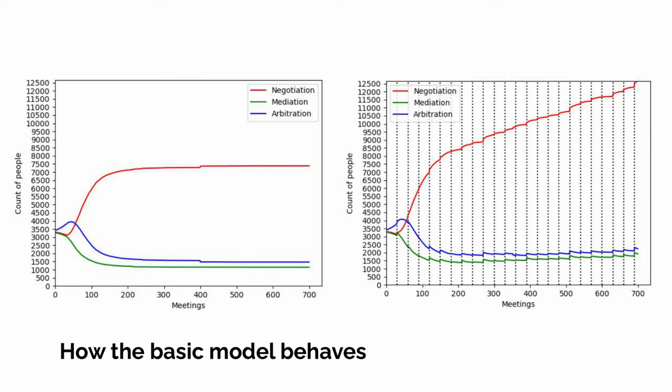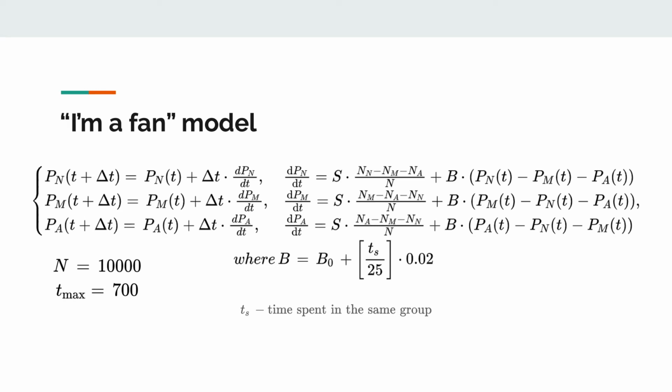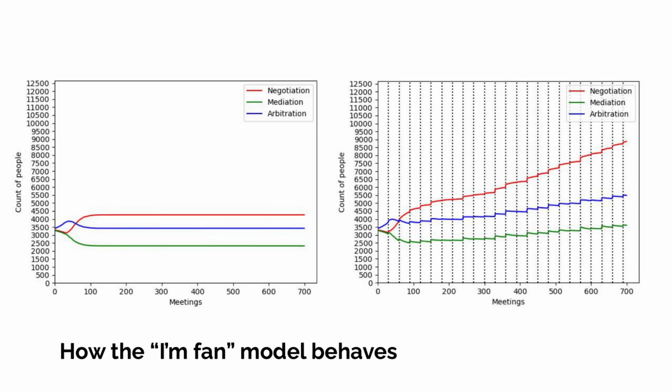The left plot is way smoother than the right one. You can clearly see the spikes on the days when newcomers arrive. The MFM model is similar to the basic model. The only difference is that now the B coefficient, which was a constant in the previous system, increases with each meeting by the constant of 0.02 every 25 days. So the coefficient B now also indicates the person's loyalty or habit to the method. And this is what we get now.